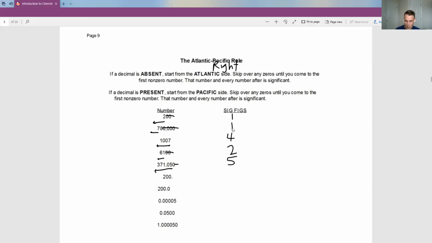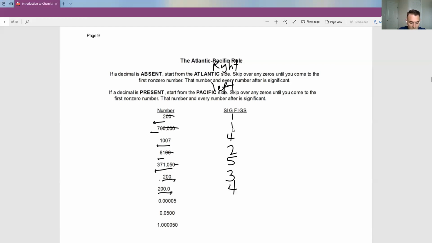If there is a decimal present, you're going to start from the Pacific, which is the left side of the number. Skip over any zeros until you come to your first whole number, your non-zero number. That number and every number after it will be significant. So we have 200 with a decimal. Okay, there's a decimal there. Start from the left side, no numbers to skip over, and my first number is a whole number. That number and every number after it is significant, which gives me 3. 200.0, again, that's my first whole number and everything after it. That's going to give me 4.